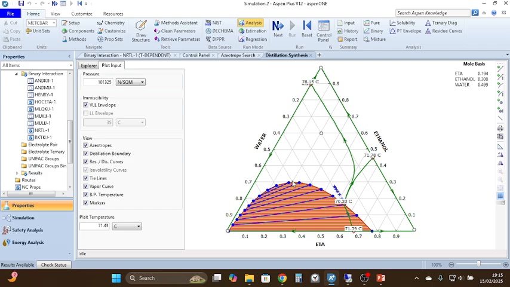Are there any doubts? Anything regarding this? Okay.